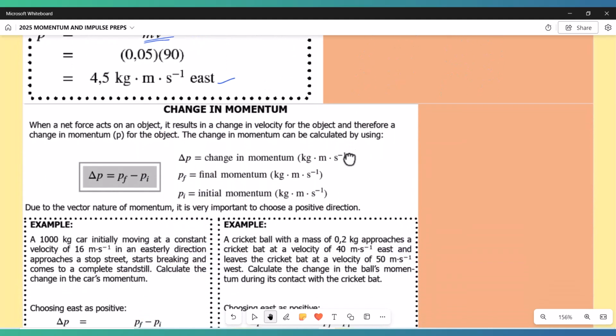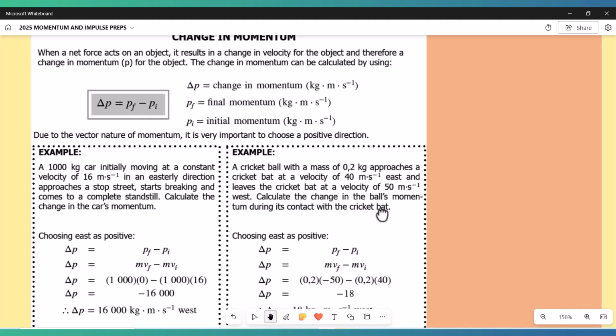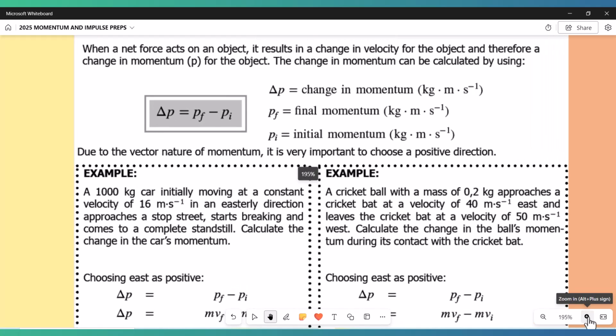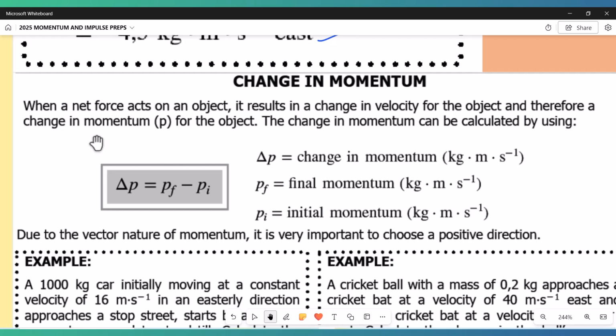Now we talk about change in momentum. Okay. Now, change in momentum: when a net force acts on an object, it results in a change in the velocity of the object and therefore a change in the momentum of the object.